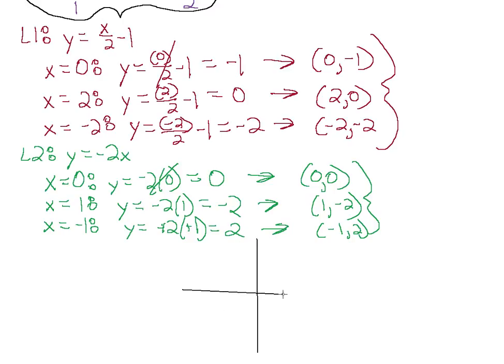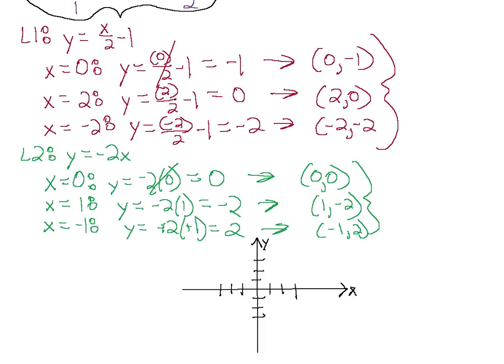There's our y-axis, there's our x-axis. This is the positive direction for y. This is the positive direction for x. Our values are quite small, so we don't need to scale this too much.